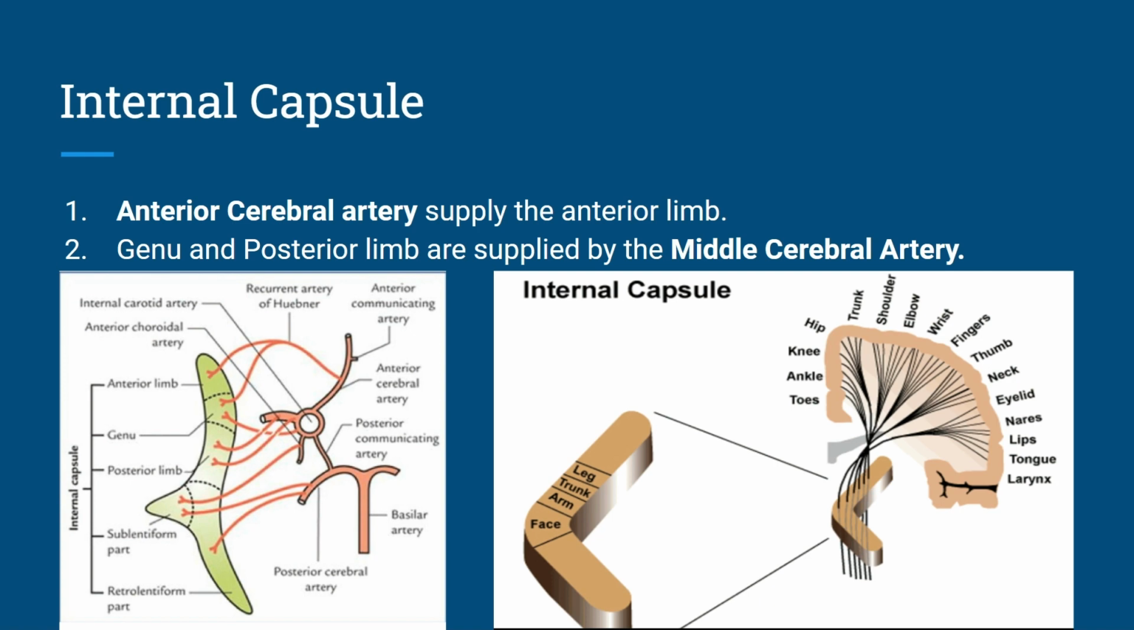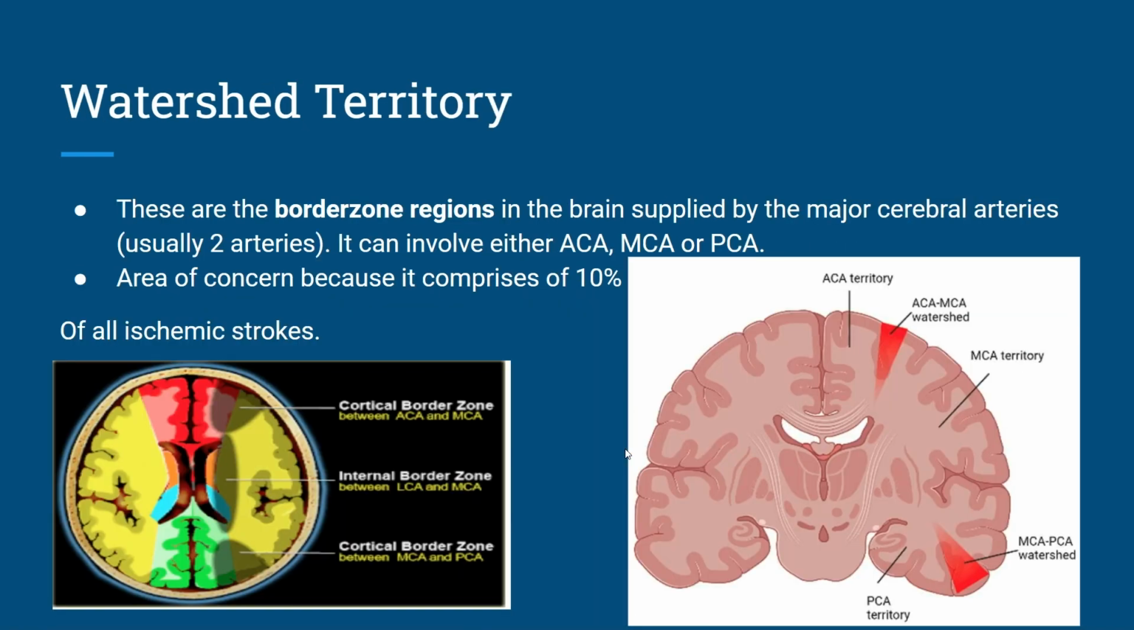So if there is a problem with one of these places, if there is any occlusion in the middle cerebral artery, you will see the symptoms in all of these places right here. If there is a problem with the anterior cerebral artery, you don't see any problems with the internal capsule right there. So on the last slide, we will understand the watershed territory.